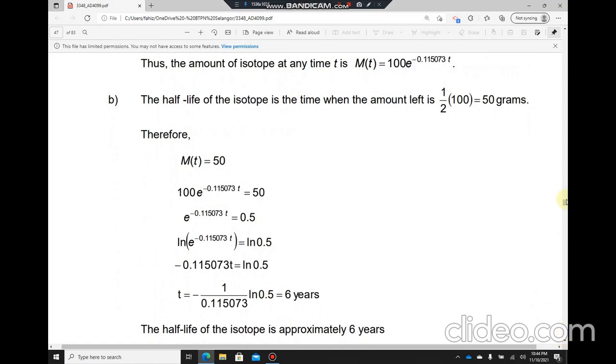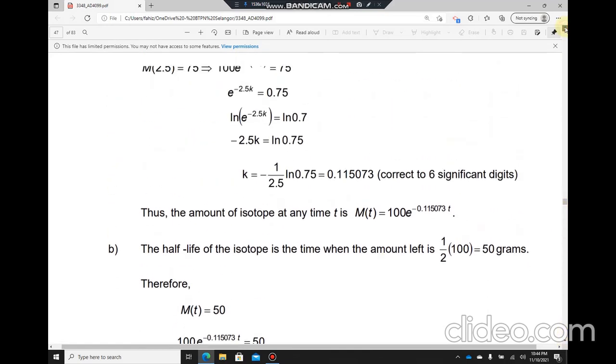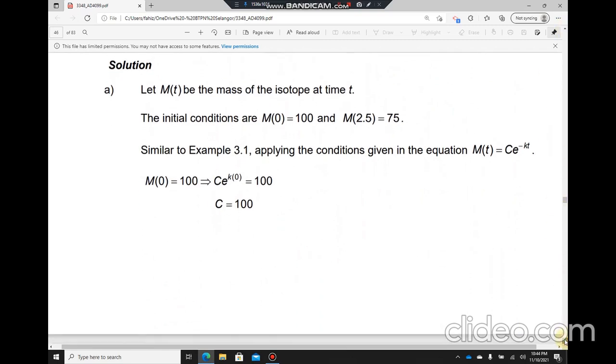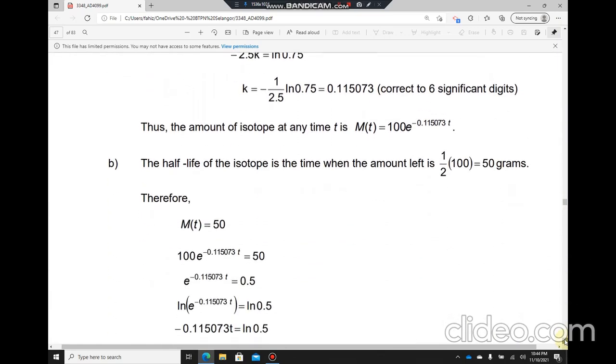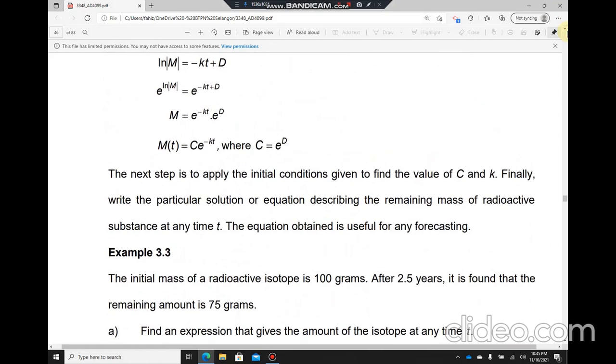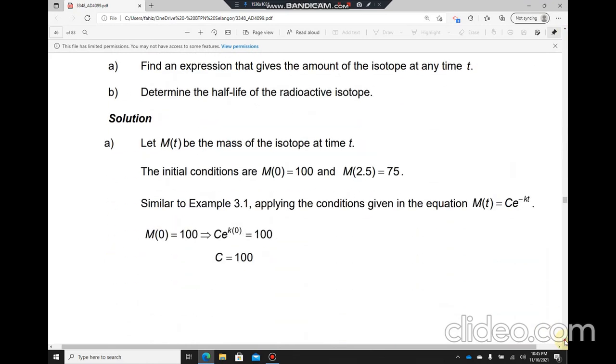Okay, tadi soalan dia, determine the half-life of the radioactive isotope. Okay, half-life. Okay, dekat sini, what is the meaning of half-life? Maksudnya, since we have the information here, tadi kan kita ada, when T equals to 0, your M, sorry saya lupa tadi, bila T, mana tadi? T0, M100, T2.5, M75.